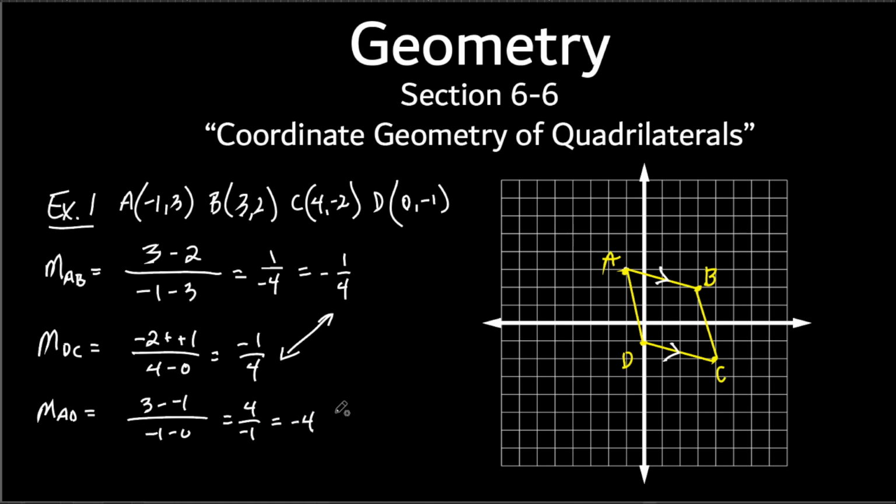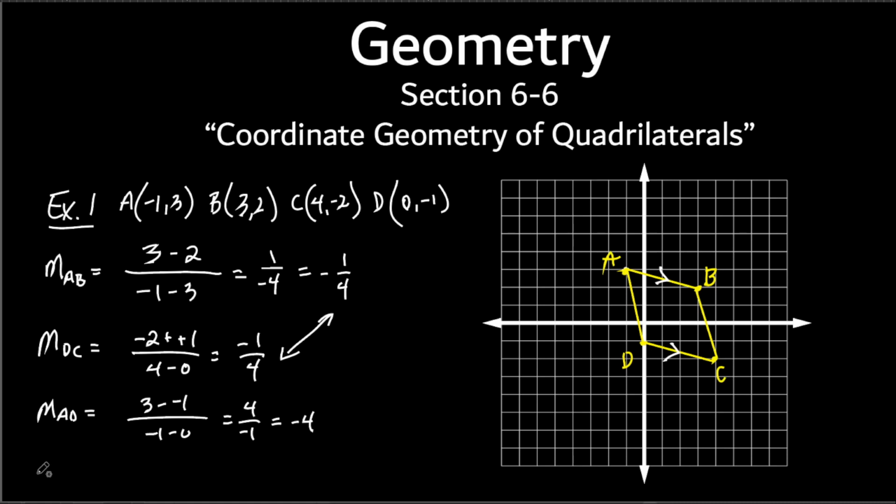Agreed? Are they negative reciprocals of each other? Yes. Wait, no. Why no? It's not. That would be a positive. That's right. They're not negative. They are reciprocals, but they're not negative reciprocals, okay? If they were negative reciprocals, what kind of an angle would we have had right there? We would have had a right angle. They would have been perpendicular, right? But they're not negative reciprocals, are they? Because this is negative and this is negative right here.